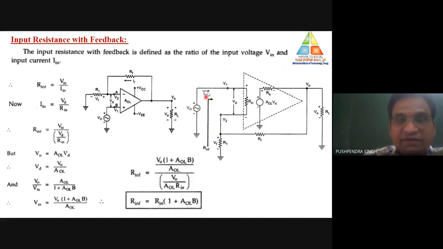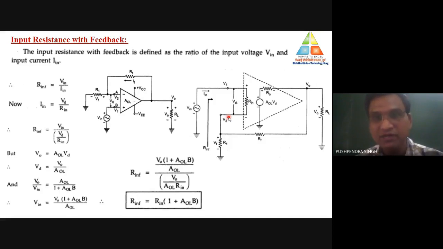And what is IN? IN is equal to VD divided by RN. What is the value of this input current? It is VD divided by RN. And what is VD? VD is V1 minus V2.